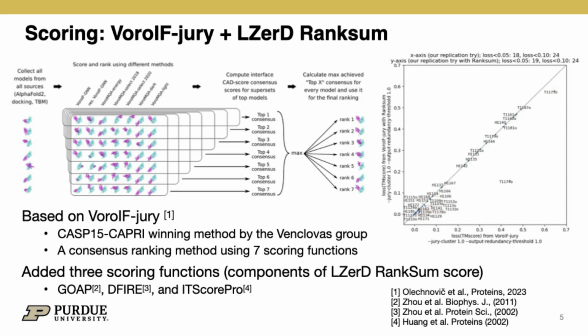But then the Lizard was only checking the consensus of the ranking. But the borrowed IF jury also considered the structure similarity, and that we use for ranking. We did the benchmark with the original borrowed IF jury, and then borrowed IF jury plus this component of Lizard scores on the CASP-16 data set. And if we added, there was some slight improvement for a few cases. So that convinced us to just go with our scoring function with 3 additional scores.